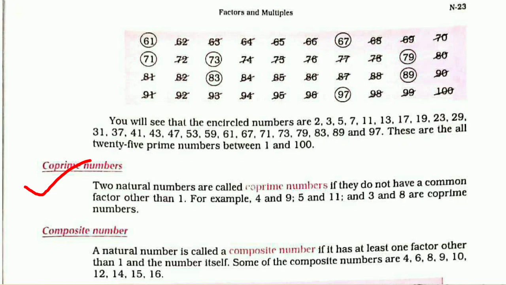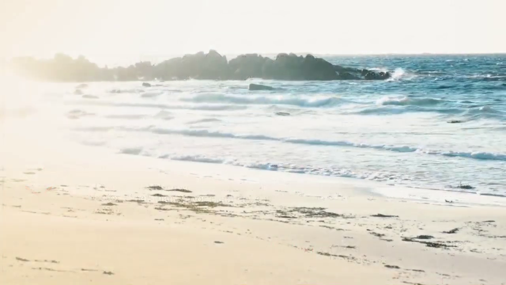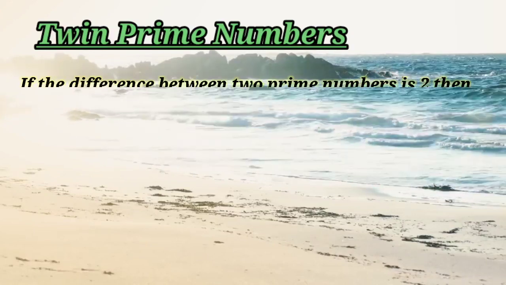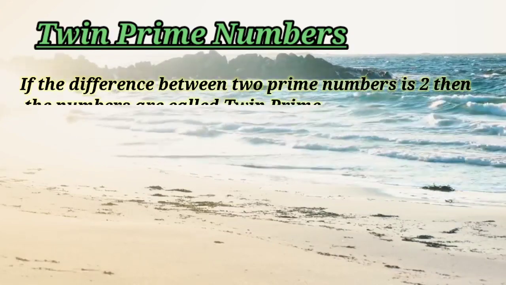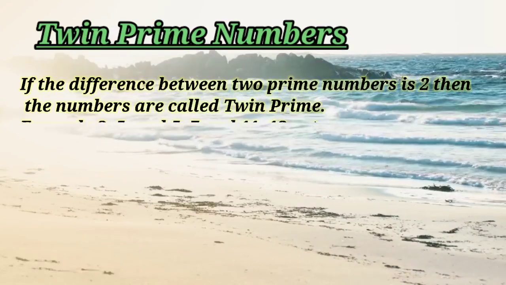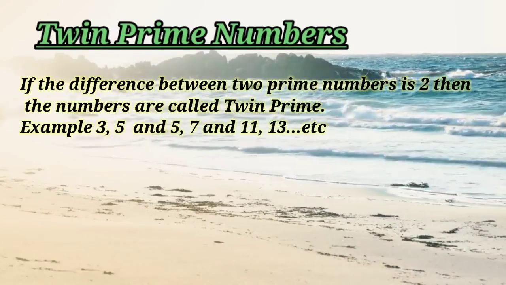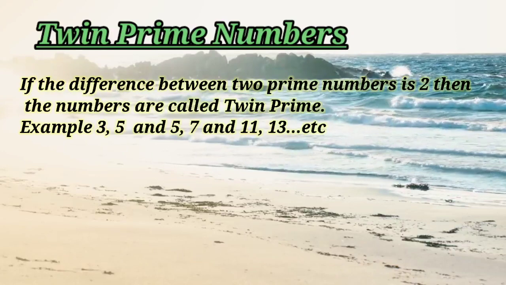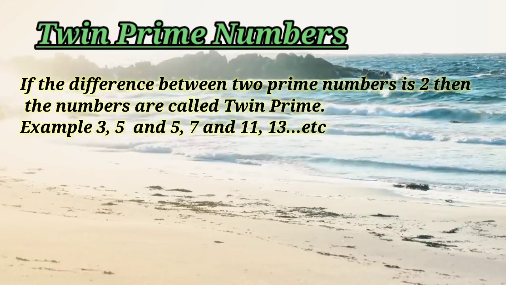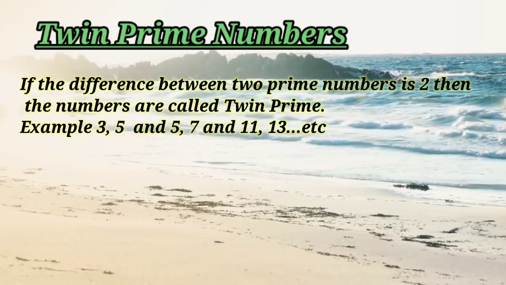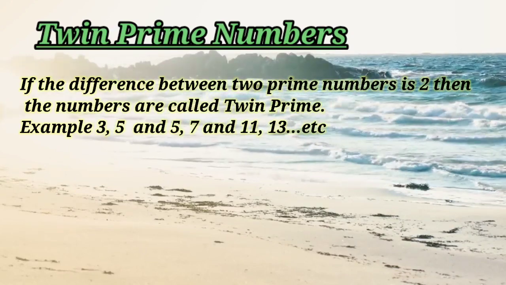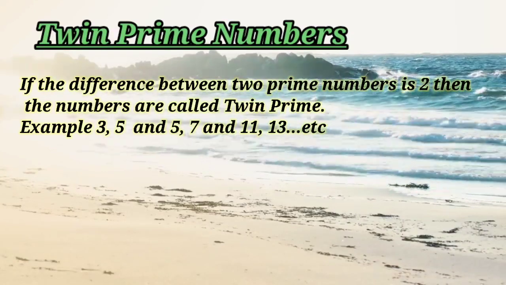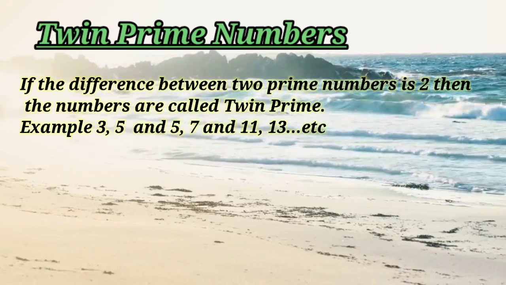Now one more topic is there, twin primes. It is not given in your book, but I will still explain what twin primes are. If the difference between two prime numbers is 2, then the numbers are called twin primes. Here it is compulsory that both numbers should be prime, and the difference between them is 2. Examples of twin primes are 3 and 5, 5 and 7, 11 and 13. Like this, many examples can be there.